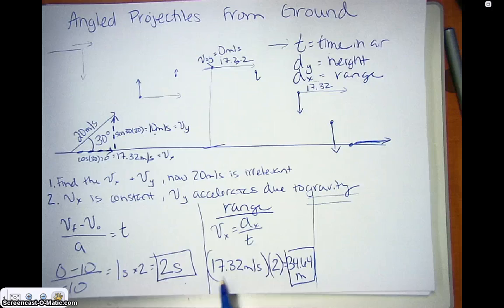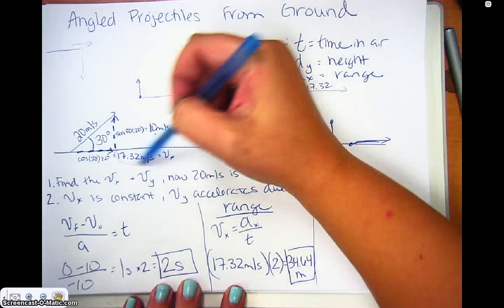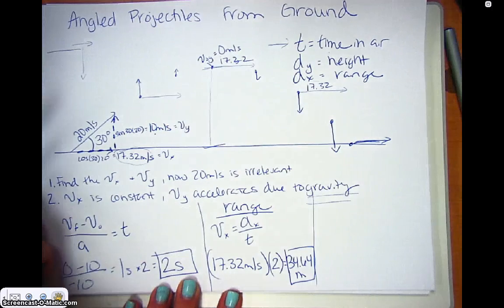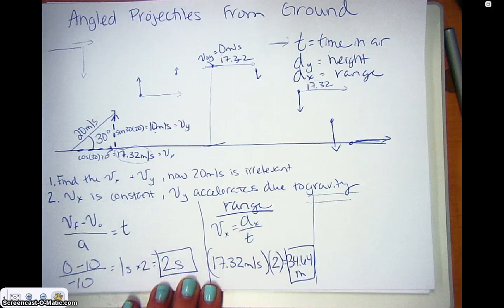So just note that here I used this. One of the most common mistakes is that people want to continue to use this 20 meters per second after we've resolved the vectors.